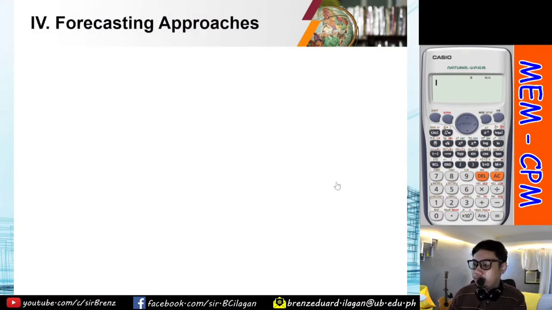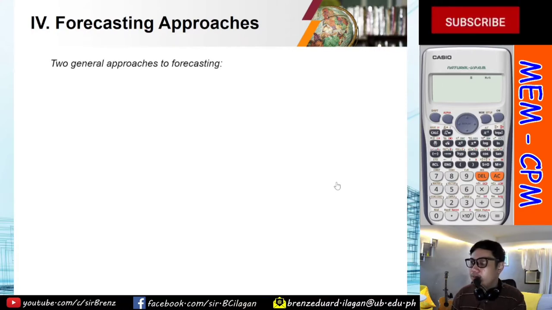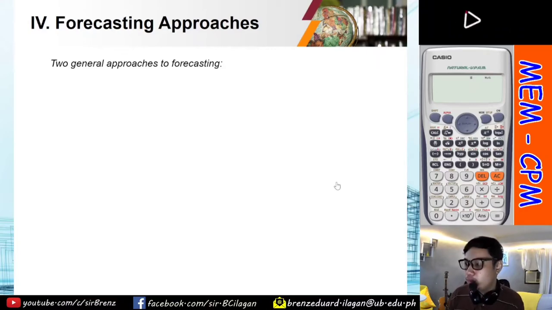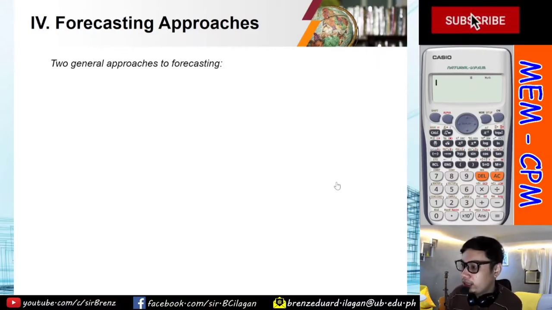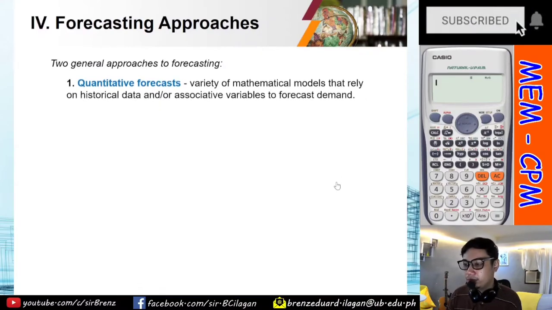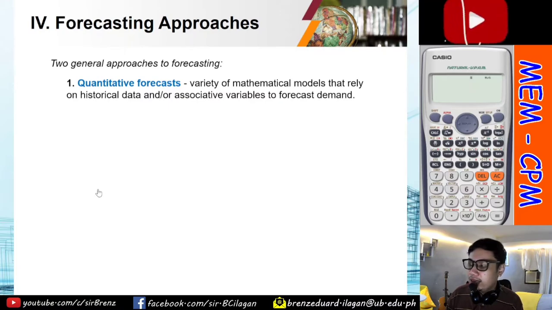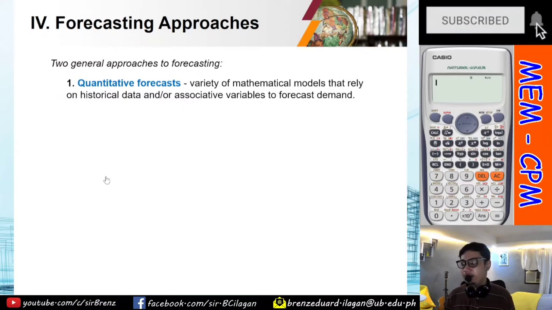So, there are 2 general approaches to forecasting, just as there are 2 ways to tackle all decision modeling. One is the quantitative analysis and the other one is the qualitative approach. So, unahin natin yung quantitative forecast. Quantitative forecast uses a variety of mathematical models that rely on historical data and/or associative variables to forecast demand.